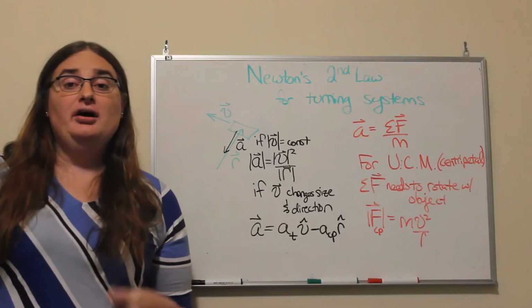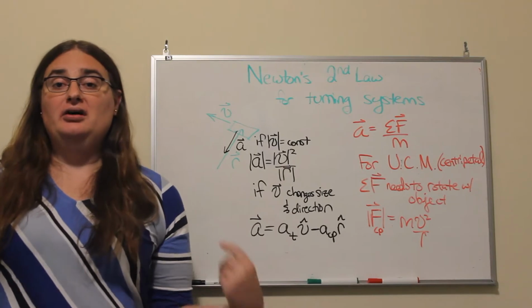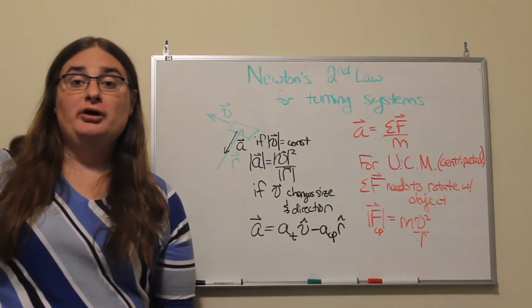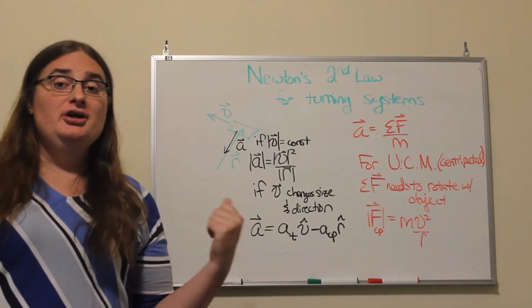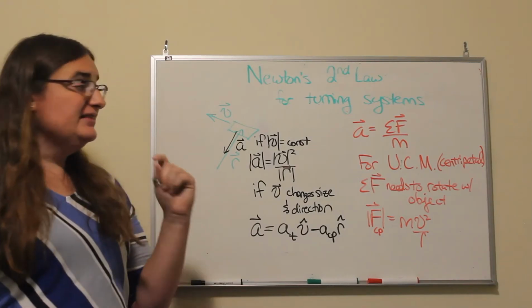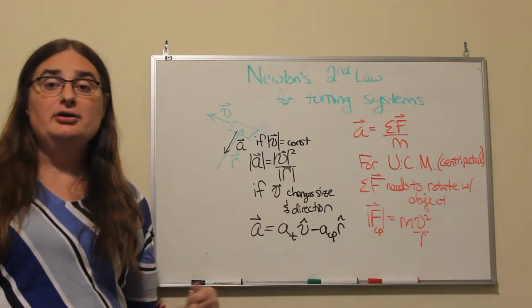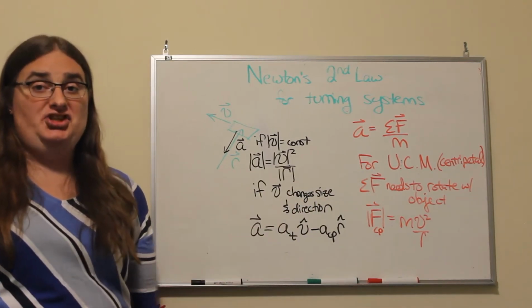Hi, I want to talk briefly about applying Newton's second law to situations where an object's turning. Now, in Chapter 4, when we talk about motion in more than one direction, we said the framework we can use for thinking about motion is for a system that's either purely turning or a system where the speed is changing and the direction is changing.